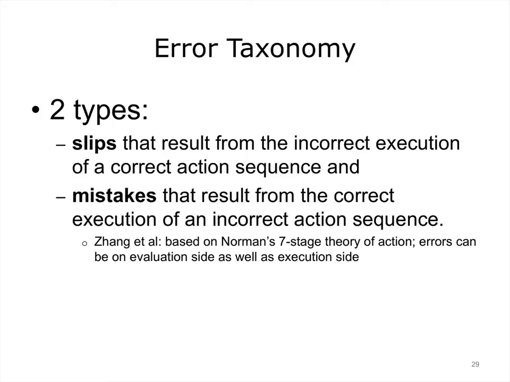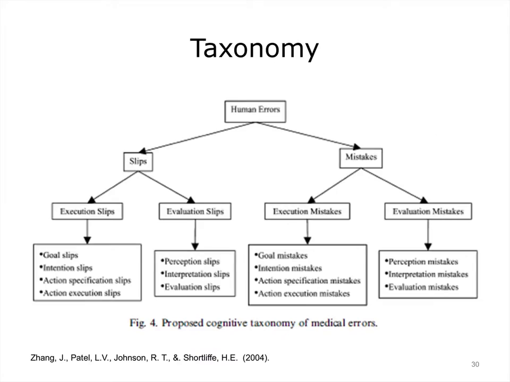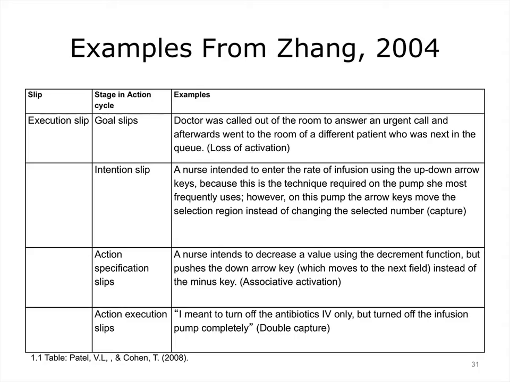Slips and mistakes can be further categorized according to whether they pertain to goals, intentions, action specifications, or action executions, as well as whether they are involving perception, interpretation, or evaluation. The following slides give the complete taxonomy developed by Zhang et al., as well as healthcare examples of each type of error. This is the taxonomy developed by Zhang et al. The following 4 slides show examples of errors classified according to the taxonomy.